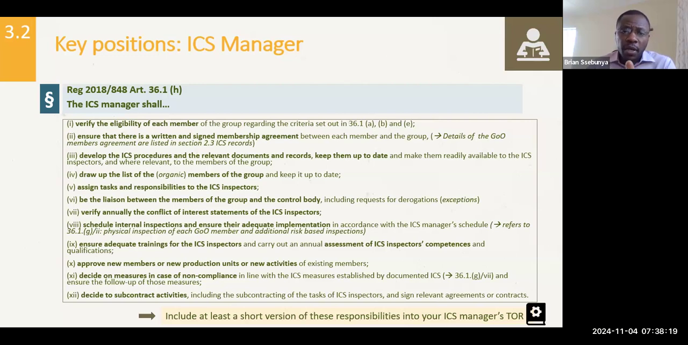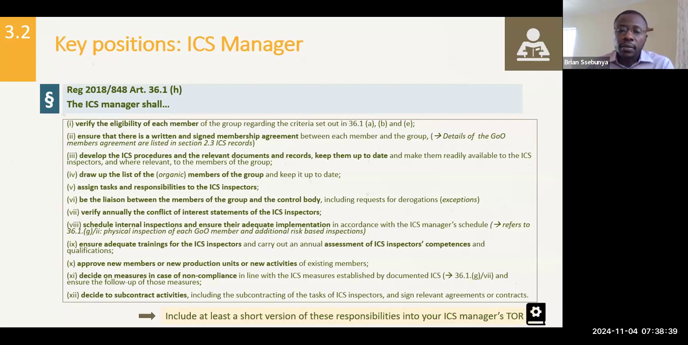To draw up a list of members and keep it up to date, that is the role of the ICS manager. To assign tasks and responsibilities of internal inspectors, when they should inspect, where, etc. Of course, we've also talked about the training. All that is for the ICS manager to do.